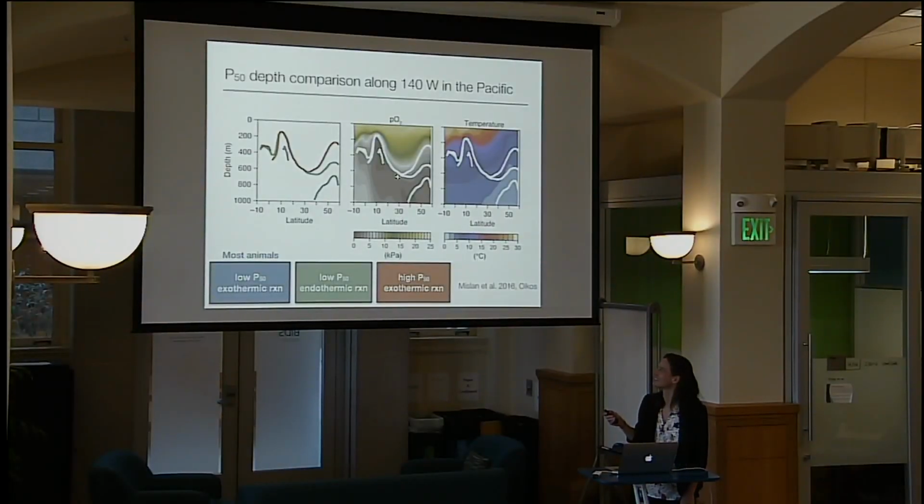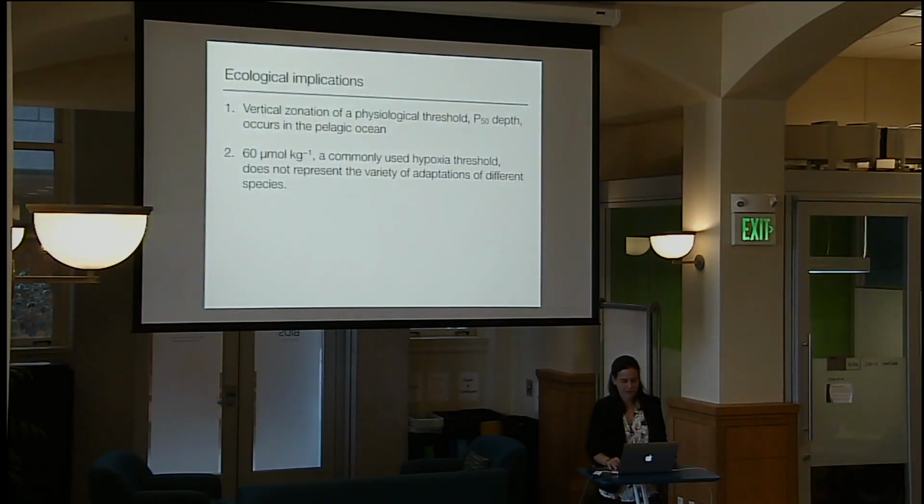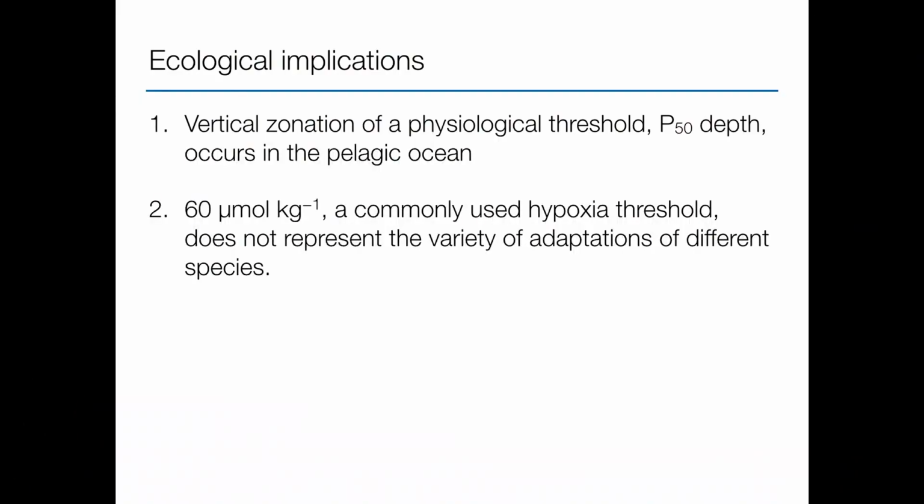Anyway, I realize these are terrible color maps, but what they show is that the gradients in PO2 and temperature change from north to south, and that has a big impact on where the P50 depth is. So the ecological implications of this work are that there's verticalization of this physiological threshold in the ocean environment, which occurs in the pelagic ocean and varies geographically. Also, just picking a threshold doesn't really represent the diversity of adaptations that animals have for living in the ocean.